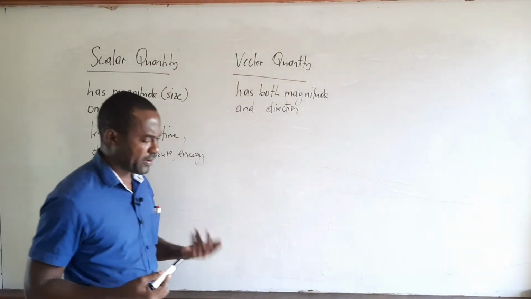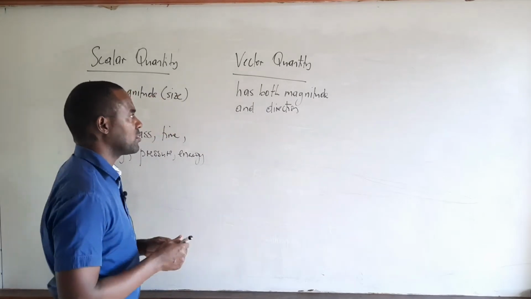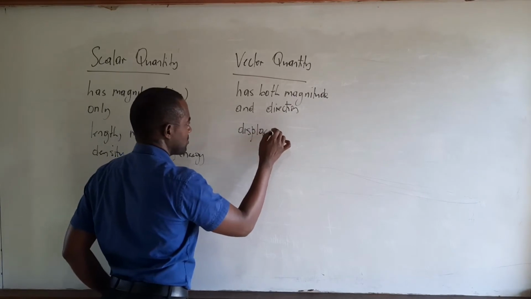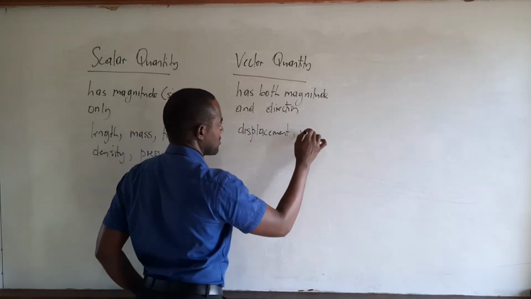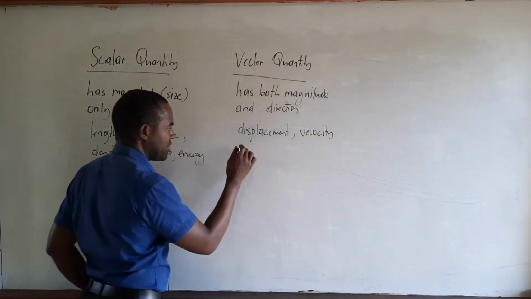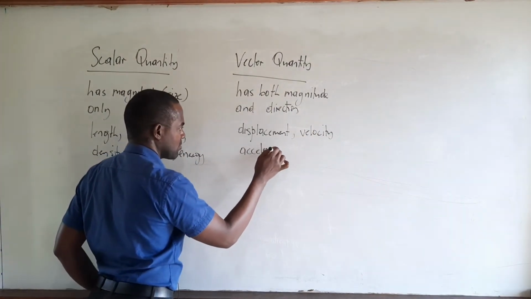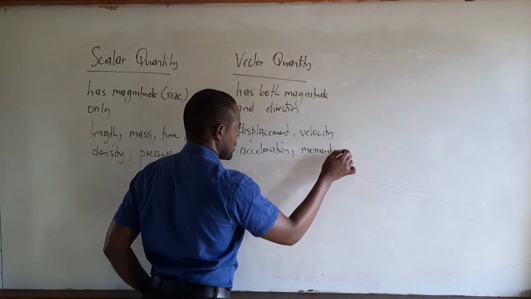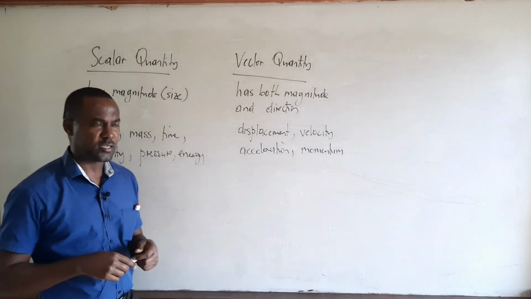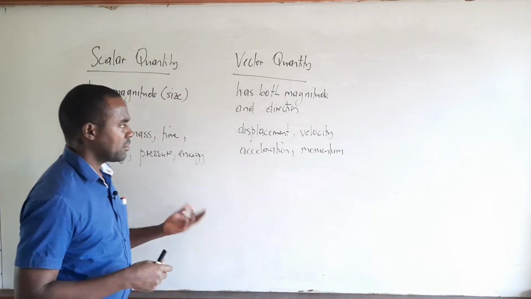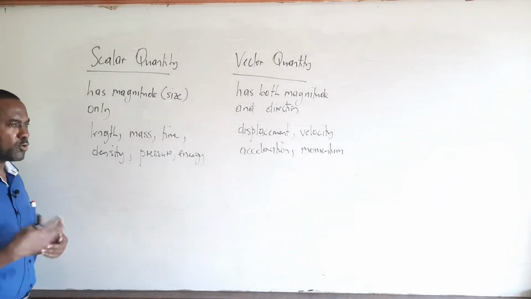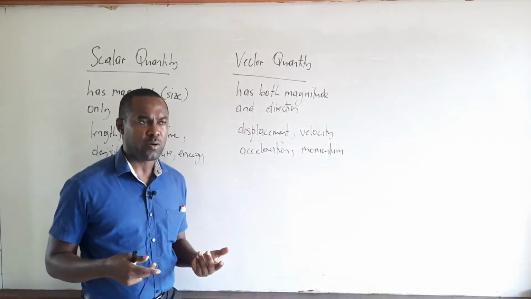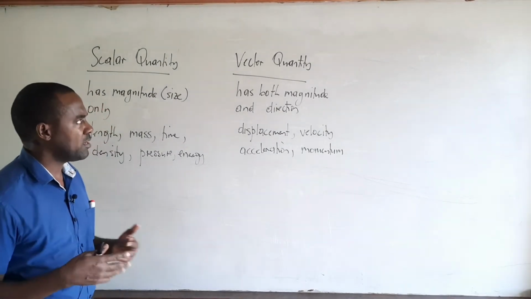Now let's look at some examples of vector quantities. Examples of vector quantities include displacement, velocity, acceleration, momentum. Right? So we listed a few scalar quantities and a few vector quantities, and of course these lists are not exhaustive. As we go deeper into the course, we'll be introduced to additional quantities, some of which will be scalar quantities and some of which of course will be vector quantities.